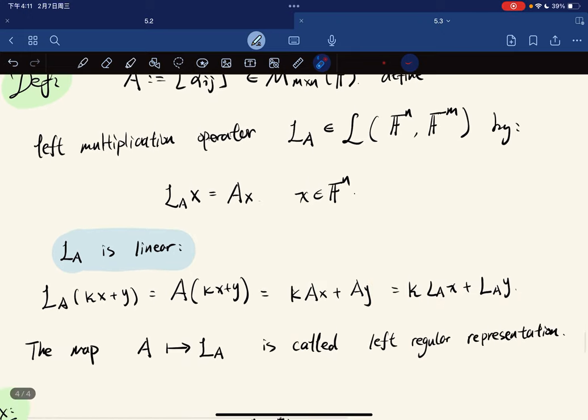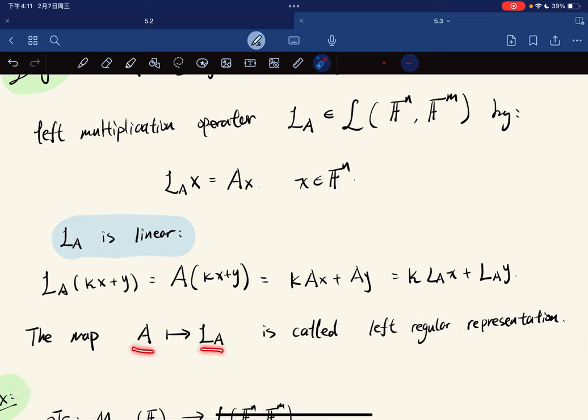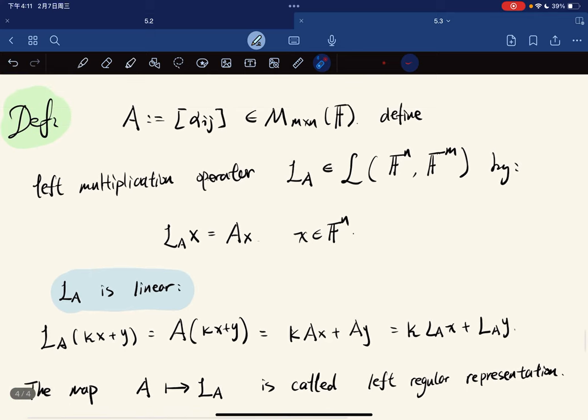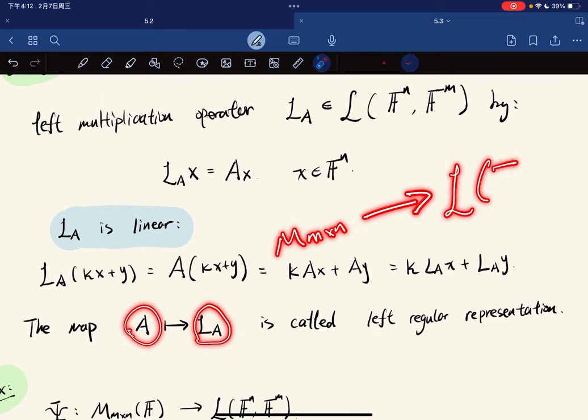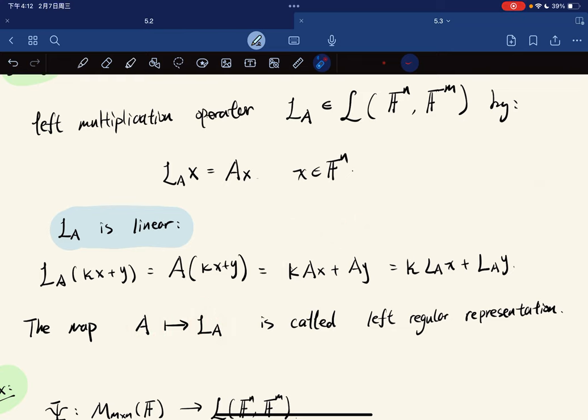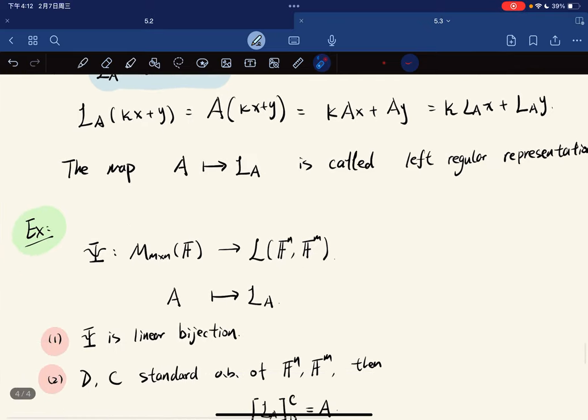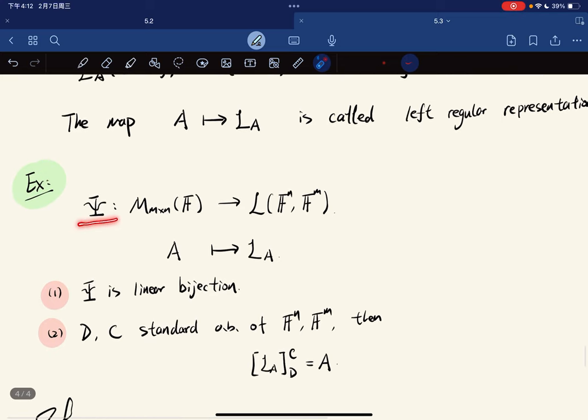And also, the mapping that takes A to L_A is called a left regular representation. So you're given a matrix, and you map to L_A. It is a function that takes a matrix and maps it to a function. So here's an exercise. We take this matrix and then we map to a function that takes A to L_A.